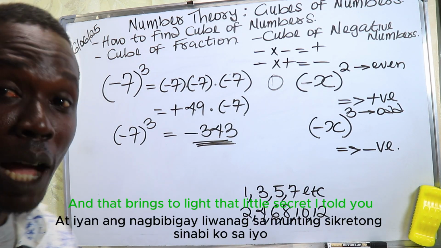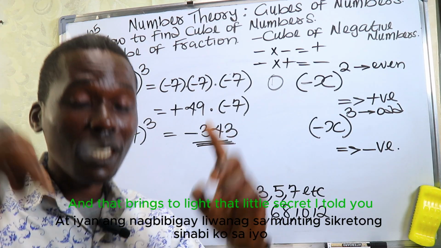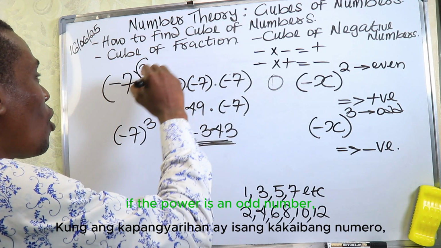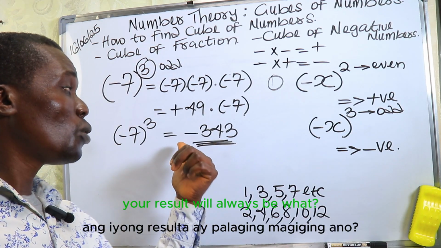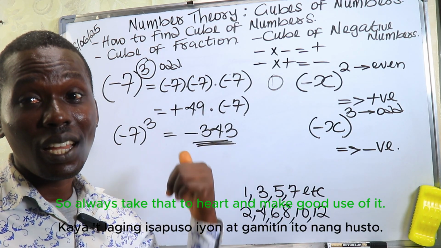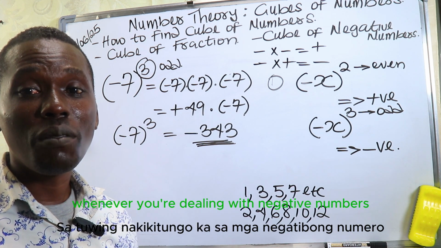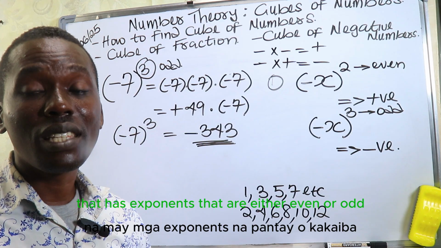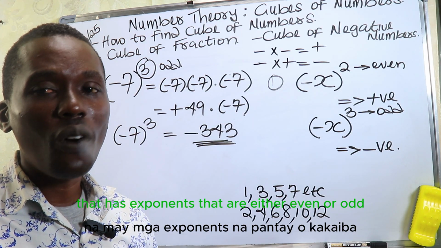And that brings to light that little secret I told you. If the power is an odd number, your result will always be what? Negative. So always take that to heart and make good use of it whenever you're dealing with negative numbers that have exponents that are either even or odd.